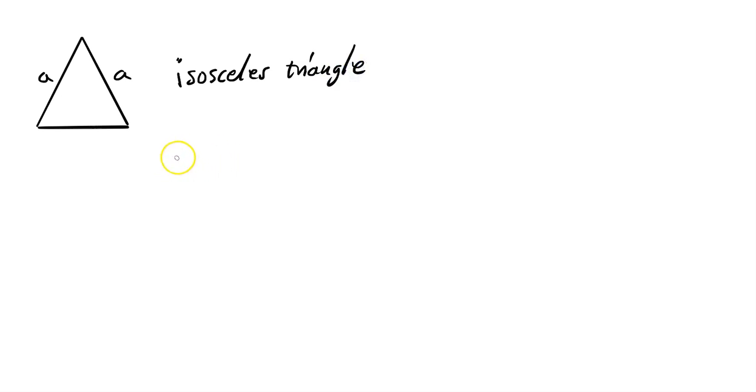So two edges are the same. If all three sides are the same, then it's a little bit difficult to draw here, but imagine now that all three edges are the same length. Then that's called an equilateral triangle.